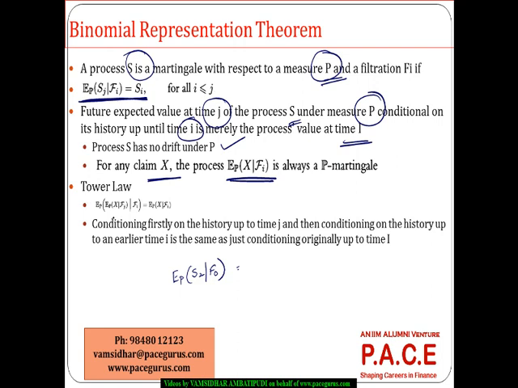And that is where the Tower law comes into the picture. The expected value of X given Fi is as good as the expected value of the expected value of X given Fj, given Fi. Conditioning firstly on the history up to time j and then conditioning on the history up to an earlier time i is the same as conditioning up to time i itself. So I don't need to do it for time j every time, and I get it as a P martingale itself.